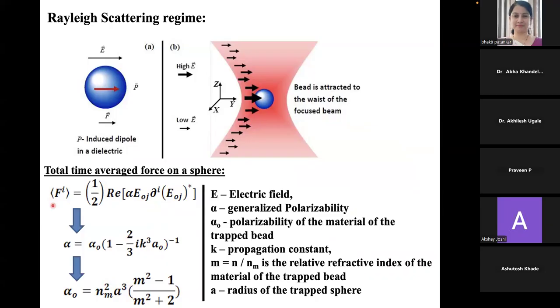So why is it important to know forces on trapped entities? It is important because these beads are also used as a force readout. For example, these beads are sometimes stuck to biological species. And if you want to measure, let's say, the fluctuation of a membrane, you stick these beads to the membrane that you want to study.